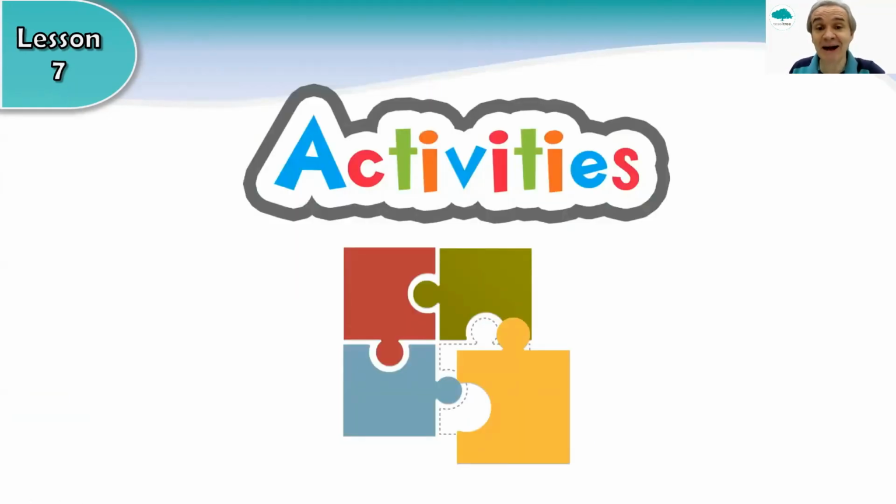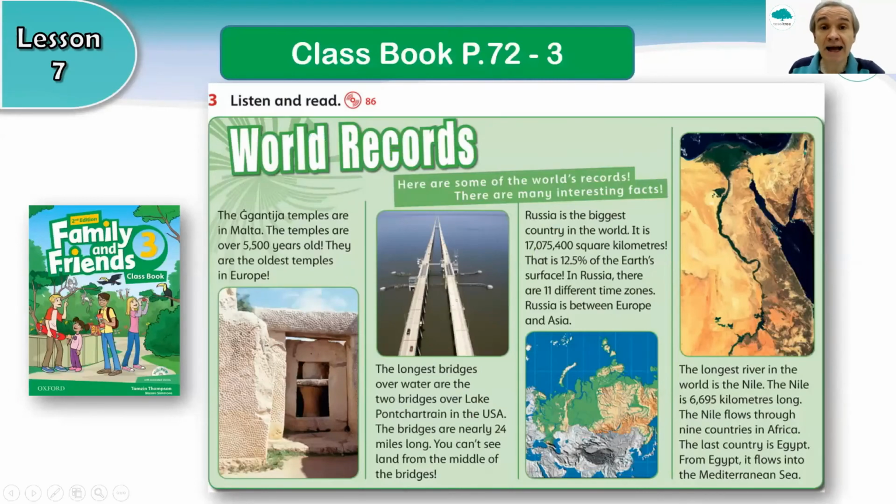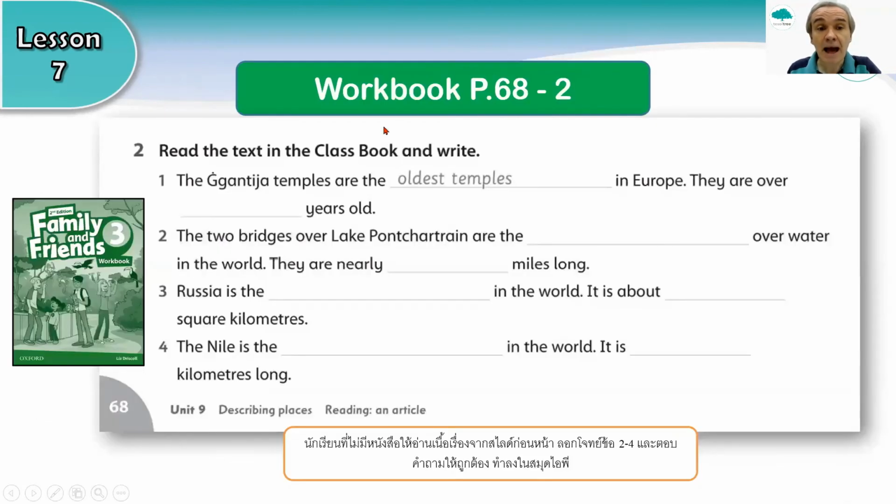So let's look at our activity for today. And we'll be looking at this reading again. So it's in your class book, page 72, exercise 3. And we're going to listen and read. And then in your workbook, page 68, part 2, we have these questions to answer. As you can see, there are 4 questions to answer, and we're using the class book to find the answers.